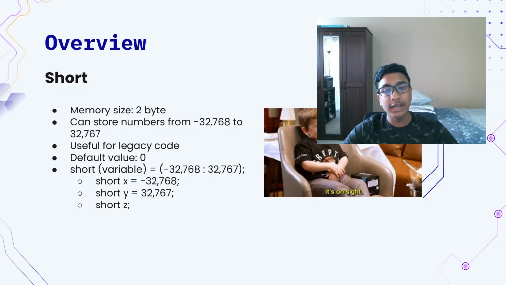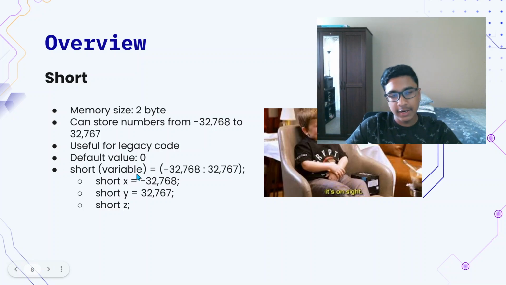Short, its memory size is 2 bytes. It can store numbers from -32,000 to 32,000. As you can see, for only 1 byte extra, you could store way more numbers. This is useful for legacy code. Legacy code is application source code that has reached or crossed the end of its support, meaning when code is at the end of its life cycle, it uses short to store individual numbers. Also, same as byte, the default value is 0.